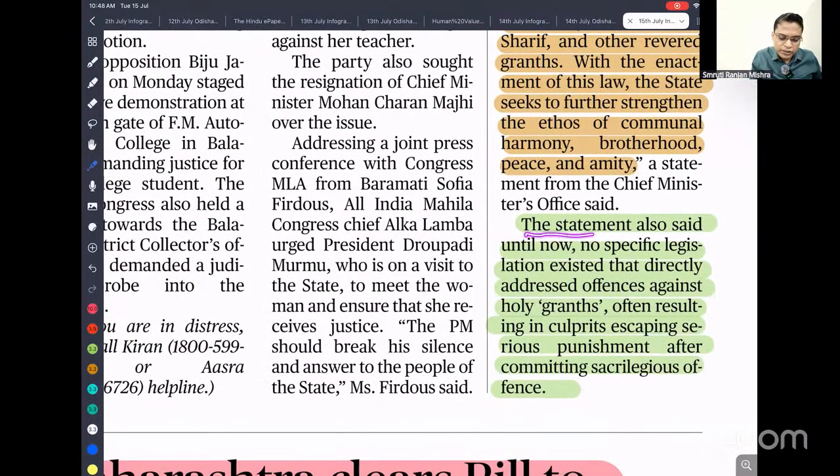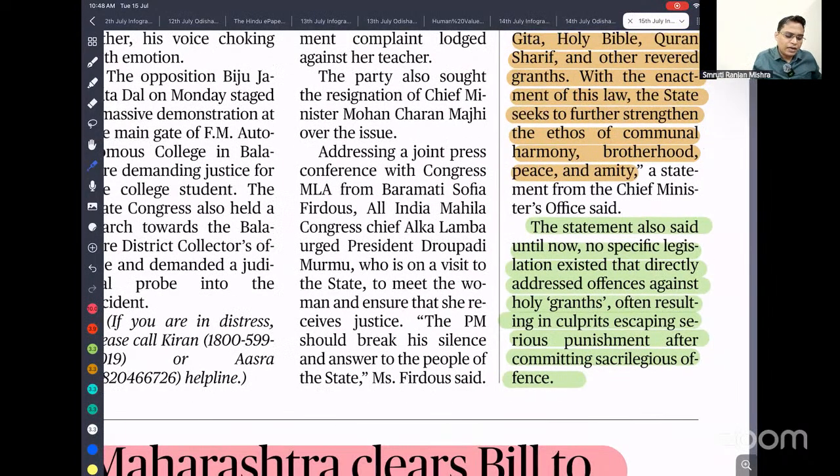The statement also said that until now, no specific legislation existed that directly addressed offences against the Holy Granth, often resulting in culprits escaping serious punishment after committing sacrilege. Because of the lack of stringent punishment, people who might be involved in such activity are not getting punished, and that encourages such acts more.